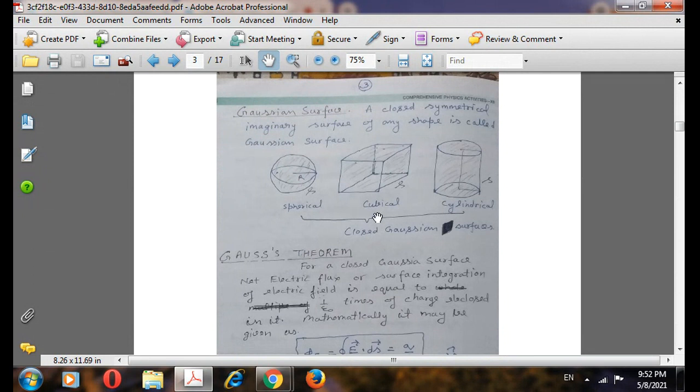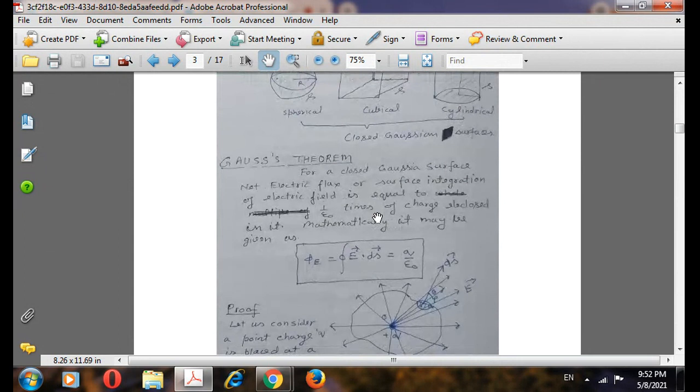Now we are in a position to understand Gauss's theorem. Gauss's theorem is the fundamental basic law of electrostatics. It is the backbone of electrostatics. Without Gauss's theorem, electrostatics is incomplete. So what is Gauss's theorem? In brief, for a closed Gaussian surface, the net electric flux, or surface integration of the electric flux, is equal to 1 upon epsilon naught times the charge enclosed in it.